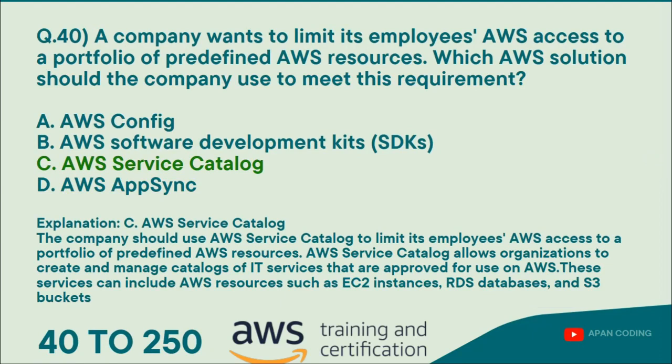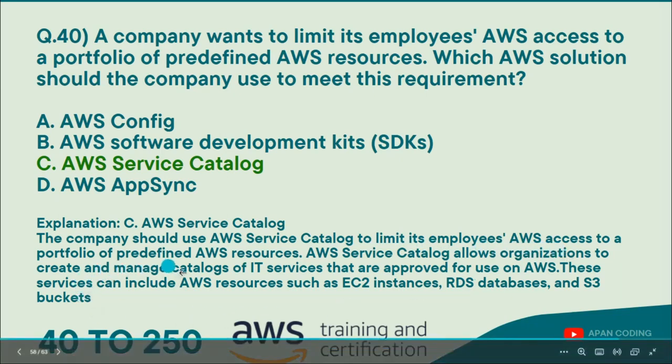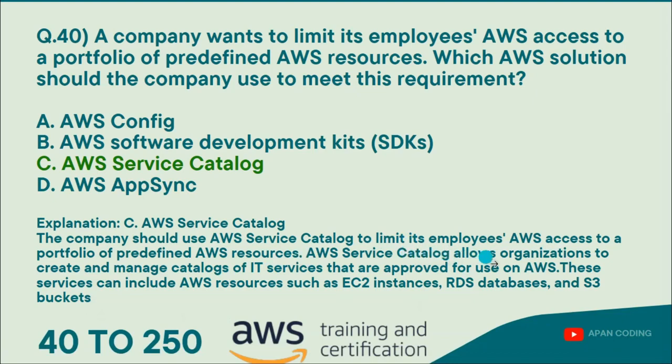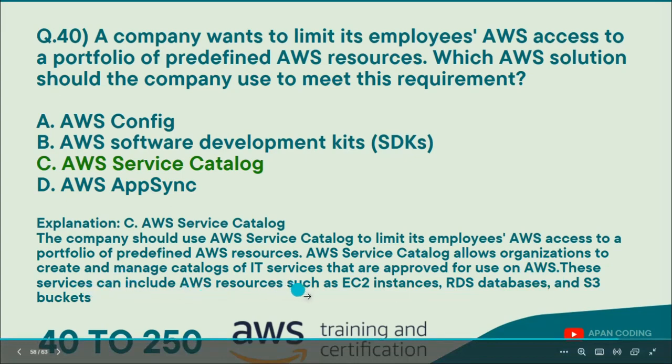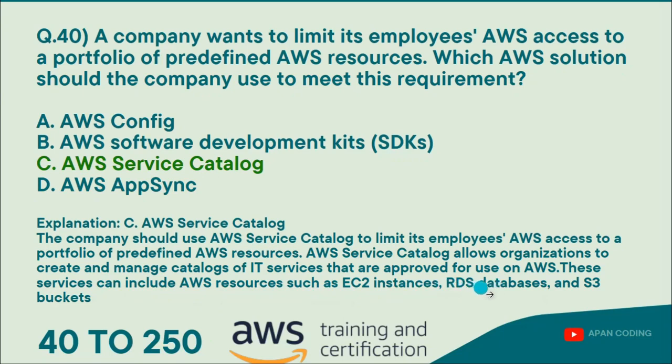A company wants to limit its employees' AWS access to a portfolio of predefined AWS resources. Which AWS solution should the company use to meet these requirements? Service Catalog. Service Catalog, how can it be? Because the explanation is here. The company should use AWS Service Catalog to limit its employees' AWS access to a portfolio of predefined AWS resources. AWS Service Catalog allows the organization to create and manage catalogs of IT services that are approved for use on AWS. This service can include AWS resources such as EC2 instances, RDS relational database service, and S3 buckets.